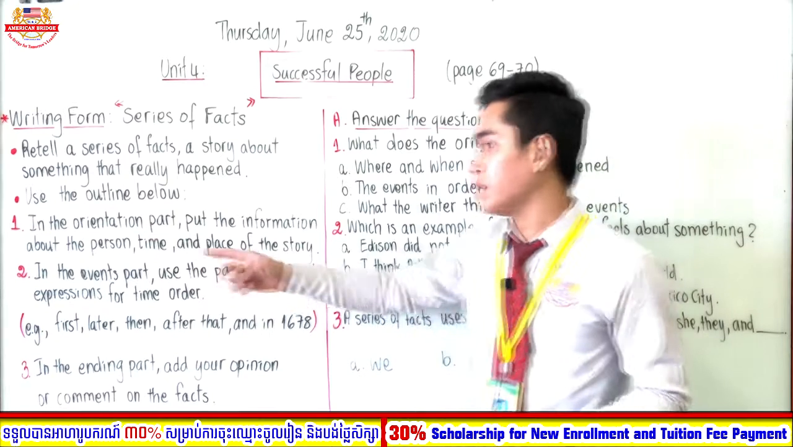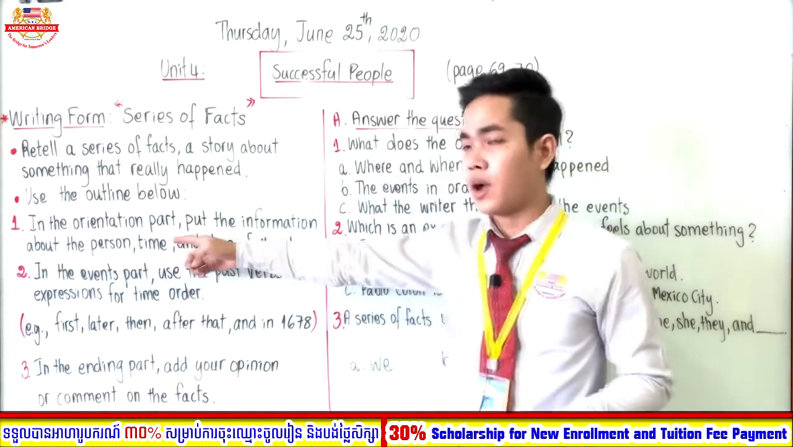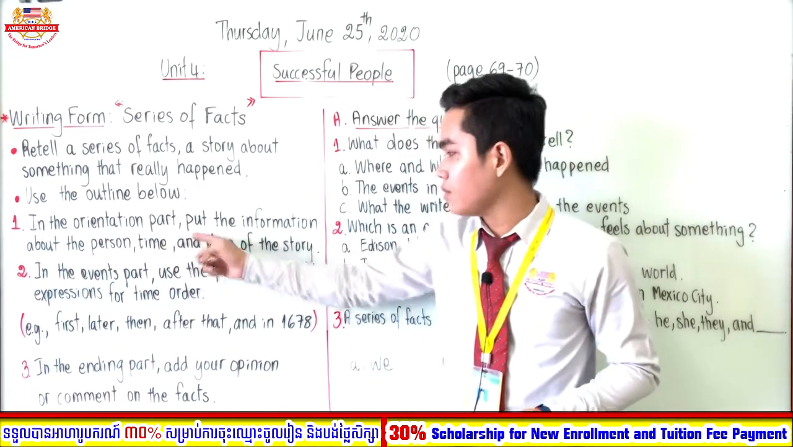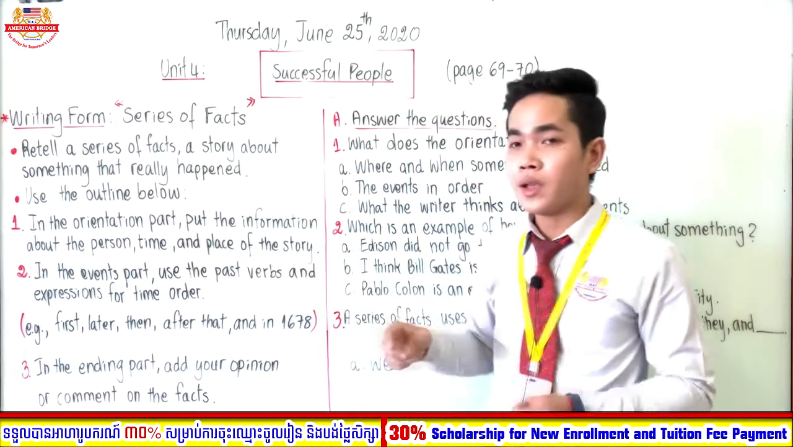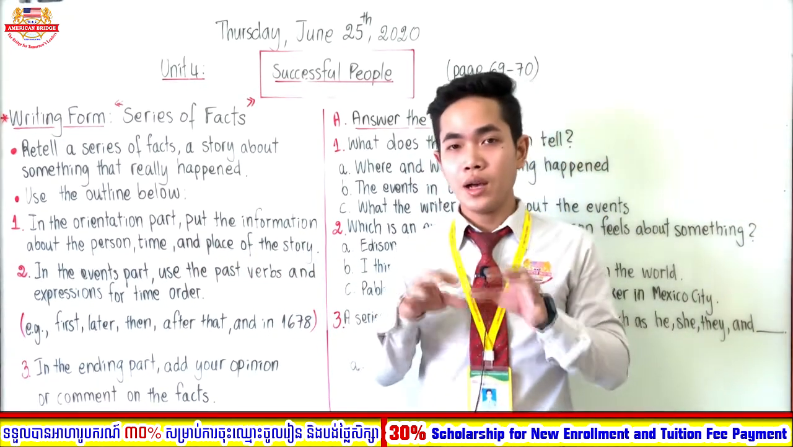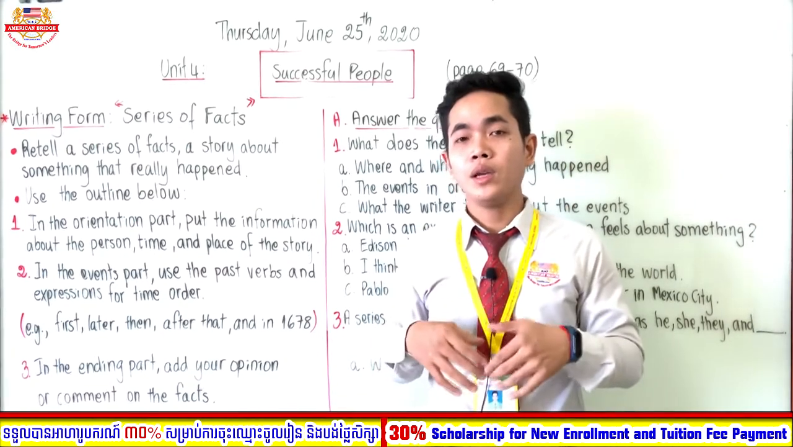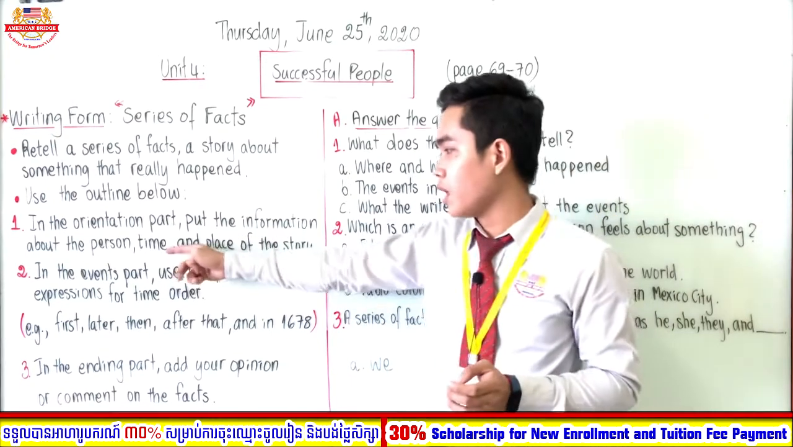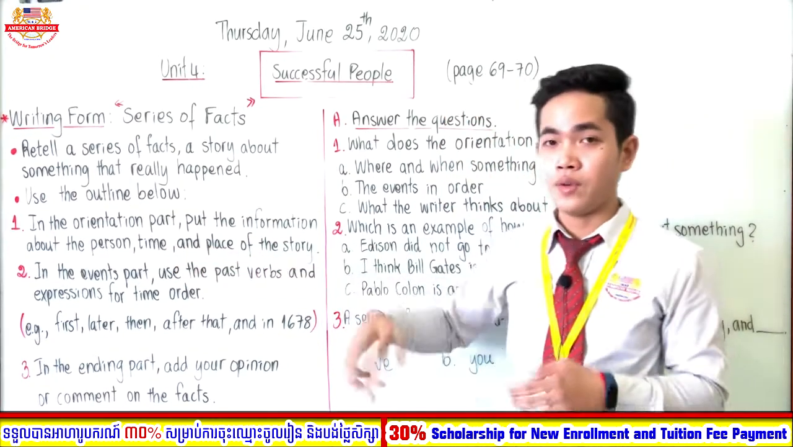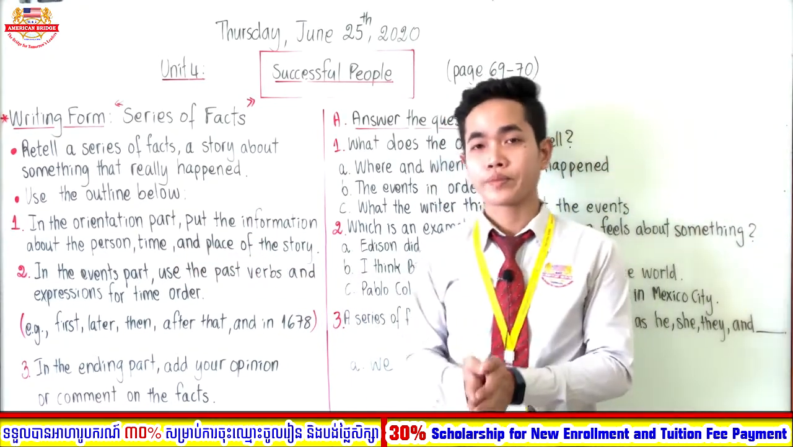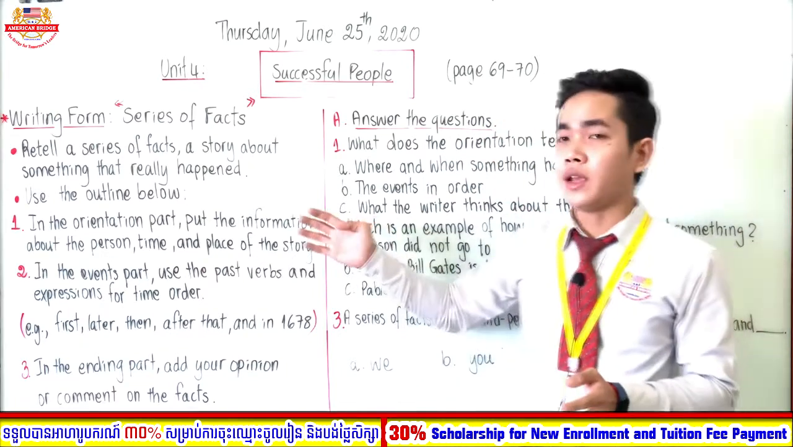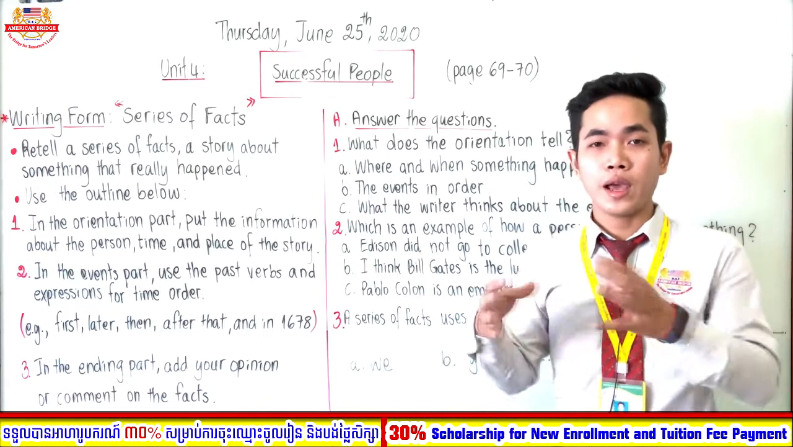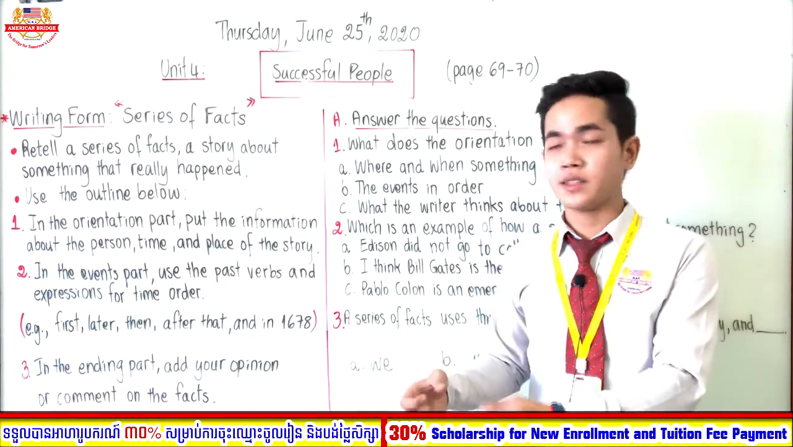The first one is the orientation part. Put the information about the person, time, and place of the story. In the orientation part, you need to include the person, the time, and the place of the story which happened. This is the information that you need to put in the orientation when you write a series of facts.